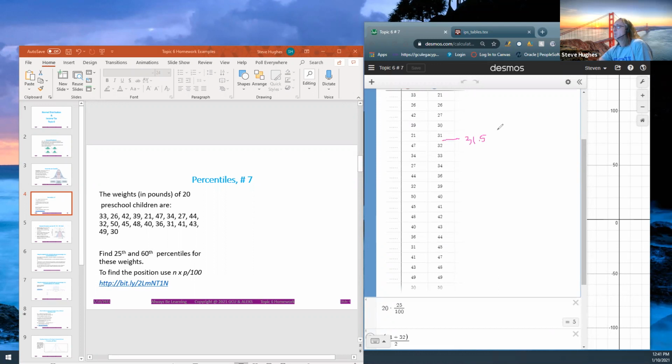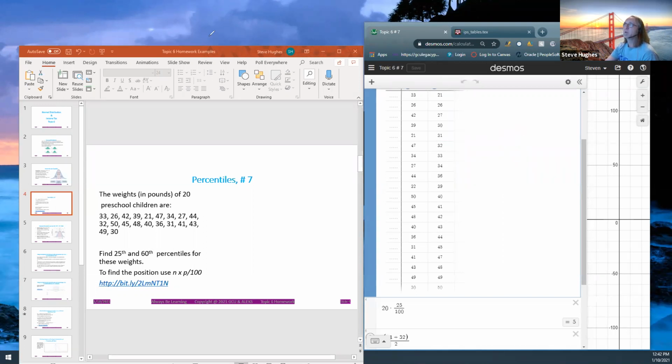31.5. All right, what did it tell me? It told me this is the 25th percentile, meaning 25% of the data lies below 31.5, okay? That's exactly what it means. So we have found the answer to that question. The 25th percentile is 31.5, meaning once again, 25% of the data lies below that value. All right, very good. Let's clear this one out.